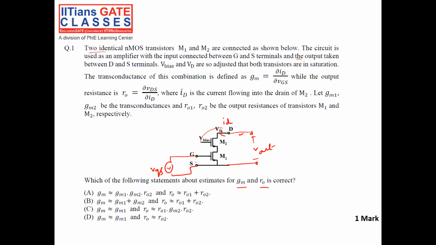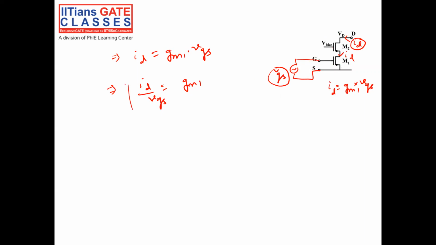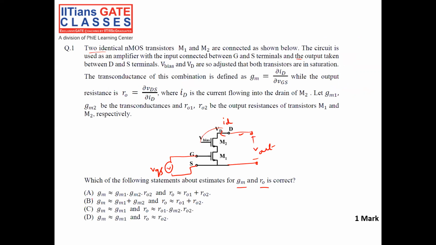So dID by dVGS is nothing but the transconductance of M1. This is the first solution: GM is equal to GM1 only. So maybe C or D. Let us now calculate the output resistance.